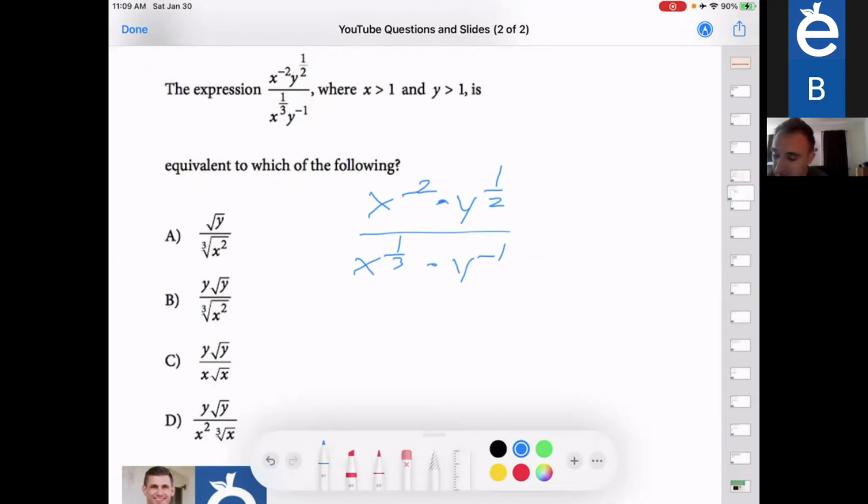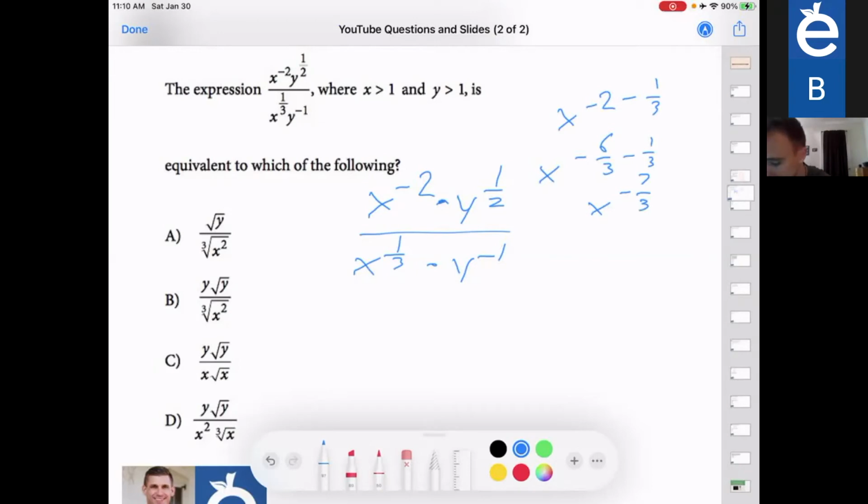So if I divide x to the negative second by x to the 1/3, what I'm really doing is getting the result of x to the negative 2 minus 1/3. I want to simplify that, right? This negative 2 in terms of thirds would be negative 6/3 minus 1/3 gives me x to the negative 7/3. Kind of a strange number.